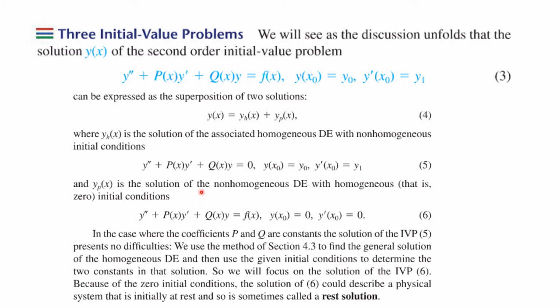And y sub p is a solution of the non-homogeneous differential equation with homogeneous, that is equal to 0, initial conditions. So it's going to be this one. So you see we're packing all the initial conditions into the homogeneous solution, and we're packing all of the non-homogeneous contributions into this one, and this will be 0. So what we're doing is we're decoupling these two solutions.